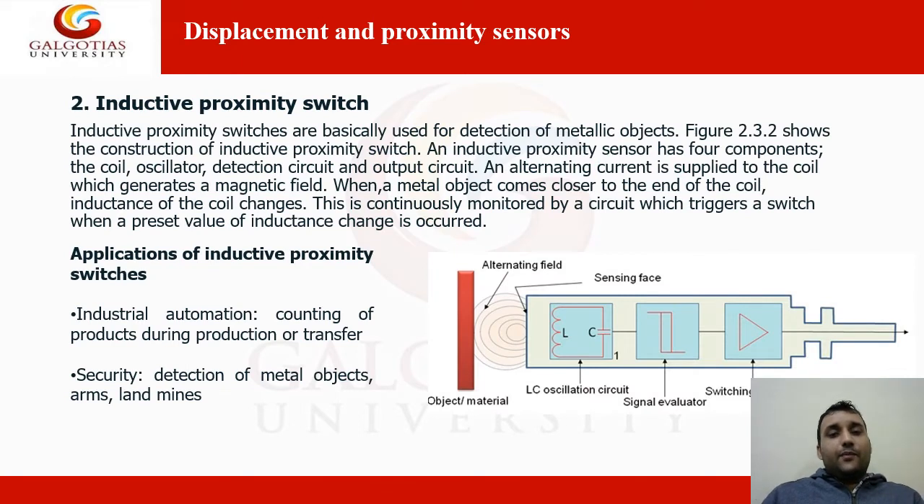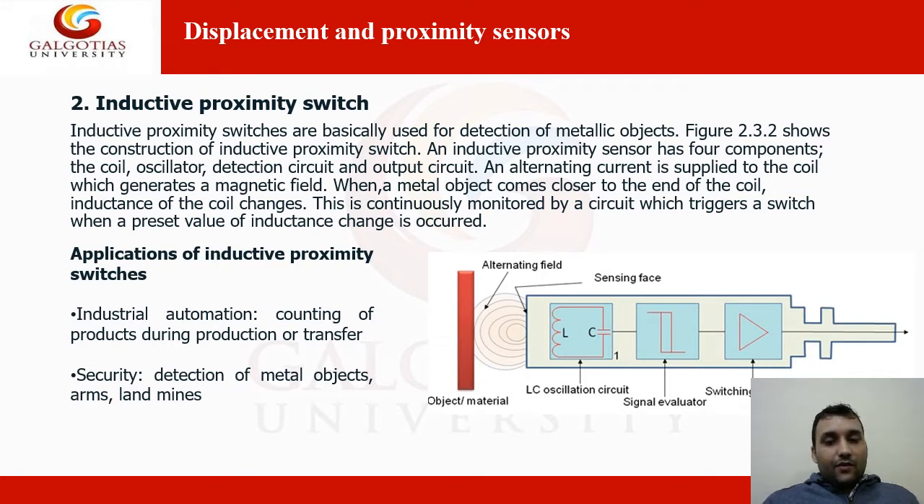Inductive proximity switches are basically used for detection of metallic objects. This figure shows the construction of inductive proximity switches. Inductive proximity sensors have four components: coil, oscillator, detection circuit, and output circuit. Alternating current is supplied to the coil, which generates a magnetic field. When a metal object comes closer to the end of the coil, the inductance of the coil changes. This is continuously monitored by a circuit which triggers a switch when a preset value of inductance change occurs.